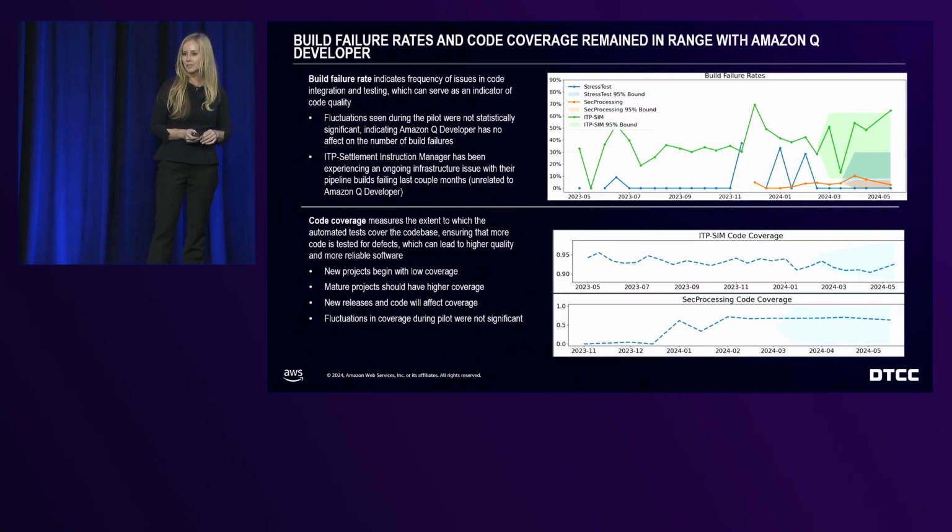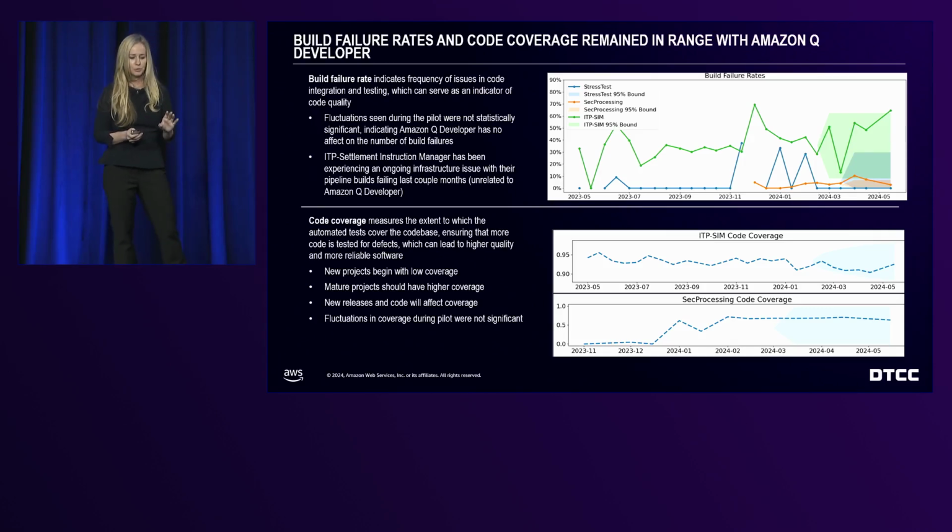And we also assessed build failure rates. So both of these remained in normal range, unaffected by the developer tool. What is build failure rate? It essentially indicates the frequency of issues in code integration and testing, and that can serve as an indicator of code quality. These metrics include checking the code syntax. It includes internal logic, looking for missing dependencies or typos.